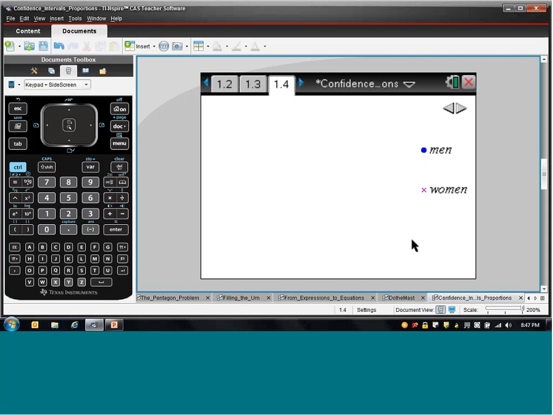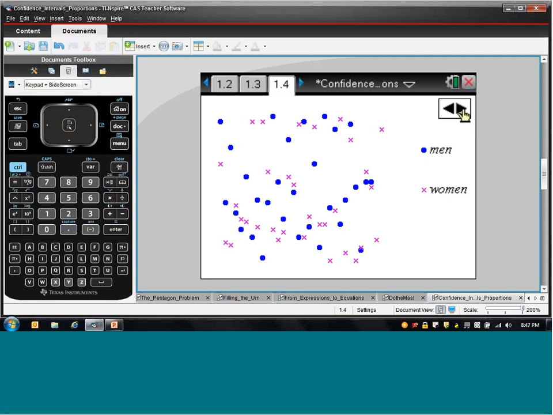So we're going to look at a file here that can help us think through in kind of a gentle way. And so I'm going to have Eric click on the arrow, and it's going to generate a random sample of 62 men and women. And the little blue dots are the men, and I'm going to kind of estimate how many men I have here.